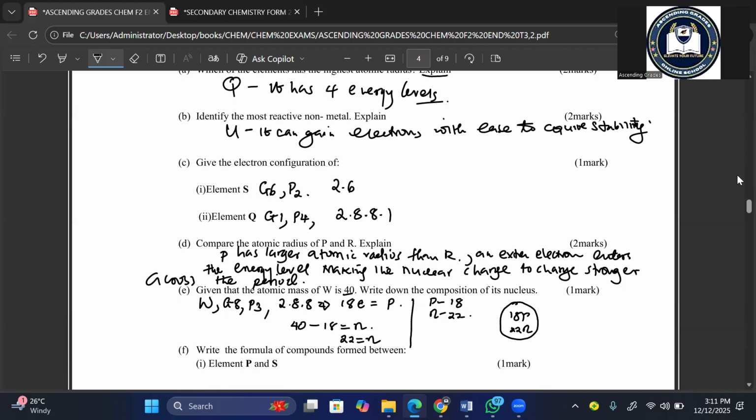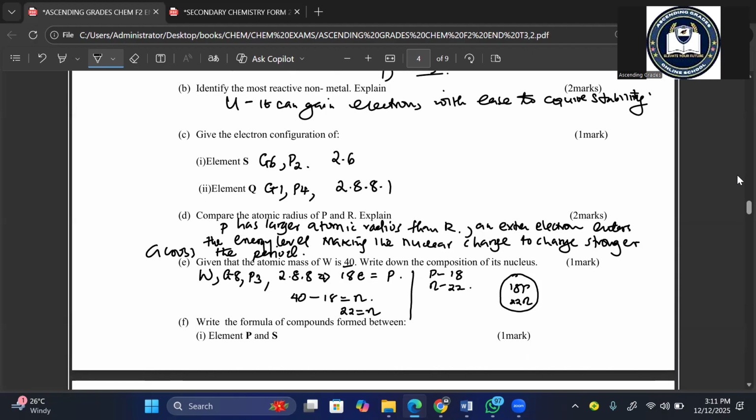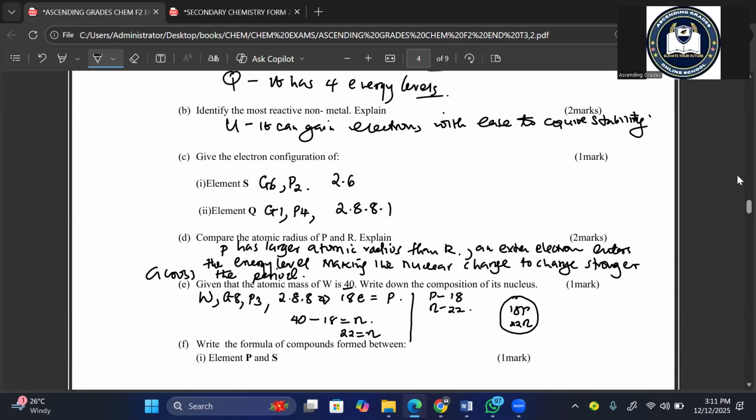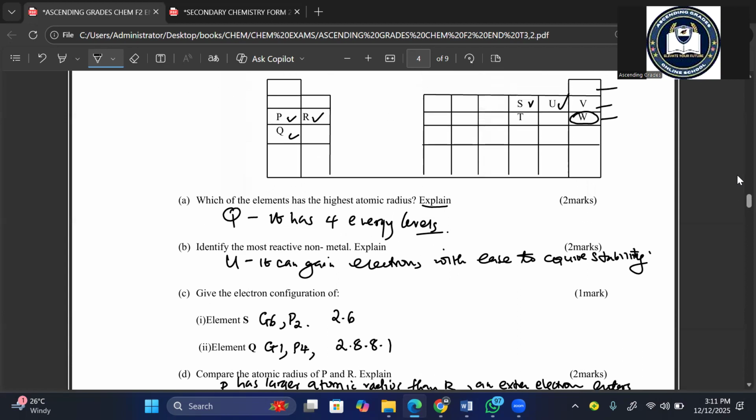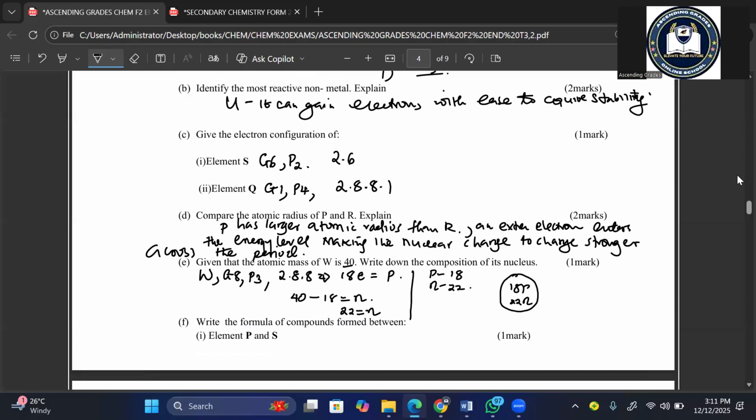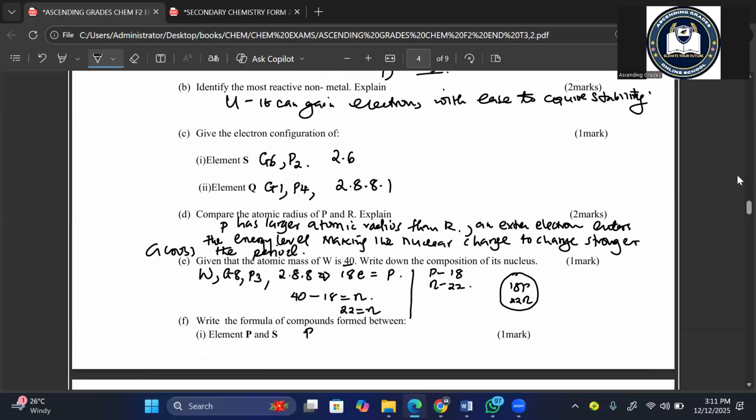Write the formula of the compound formed between P and S. P is in group 1 and S is in group 6. So P will have a valency of 1 and S will have a valency of 2. When they exchange their valencies, we get P2S as the compound.